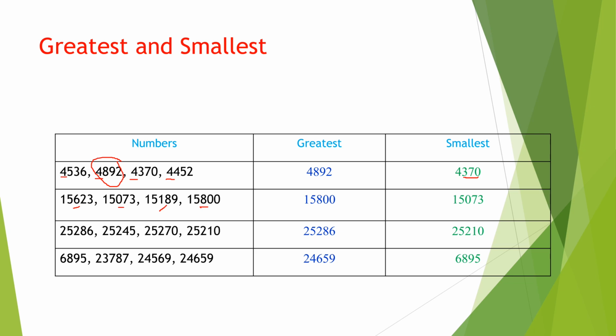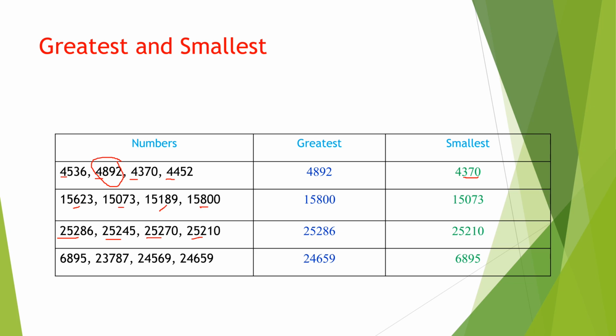Move to the next problem. 25,286, 25,245, 25,270, 25,210. Check the digits in the 10,000, 1000 and hundreds place. In all these numbers, the digits are the same, 252. So move to the next position, that is tens place.